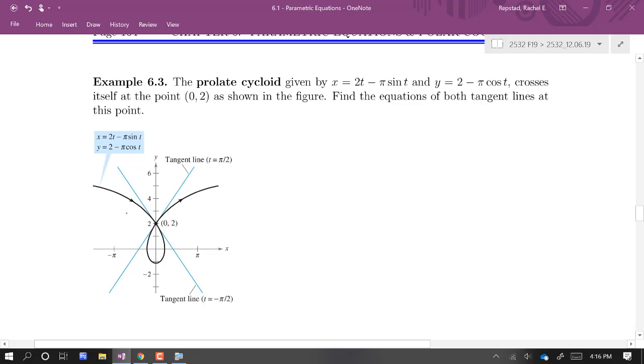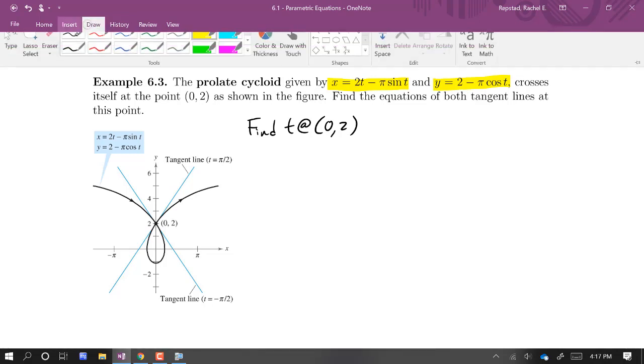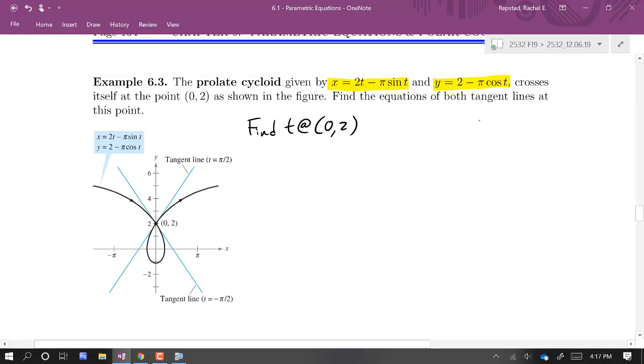The way that we would get that normally, I mean, they gave that to us here, but the way we could always find that, just like we did in the last one, is we say, okay, x is 0 and y is 2. Pick one of those values to use and give yourself an equation. So when I look at these two equations that they gave us, the one that seems like the easiest to use is the y equation, because it's just a constant minus pi cosine instead of this linear term minus pi sine. So I'm going to use that one.